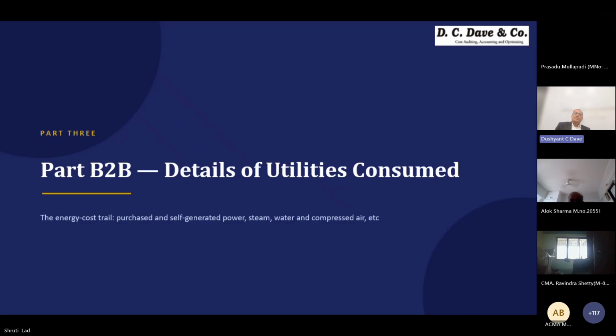So what is the objective of B2B now? Again, I'm no more on the B2A and B2B rather than B2, because these two costs will go up to B2 later on and then we'll analyze that also later. So the objective of B2B is to capture quantity, value, rate, source, and consumption. So utilities may be what? Purchased, it could be self-generated, or it could be both. Example, power: you can make the power, you can buy from the grid.